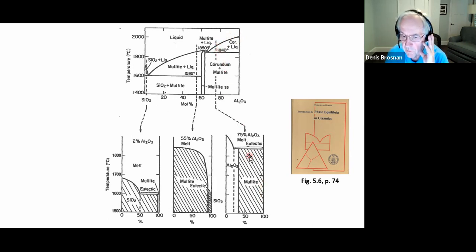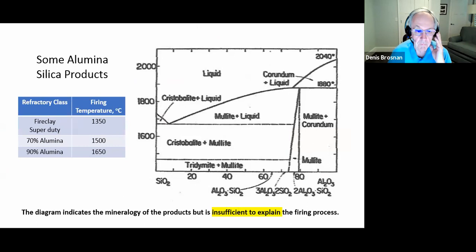So that should be kind of an exercise in looking at different areas on the phase diagram on heating or cooling. This diagram was presented to make you understand cooling, and we are mainly concerned with heating right now.